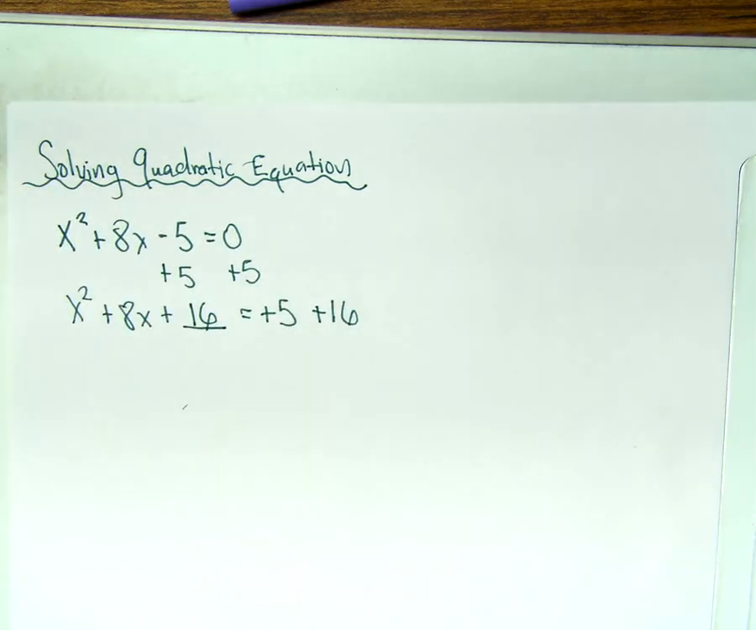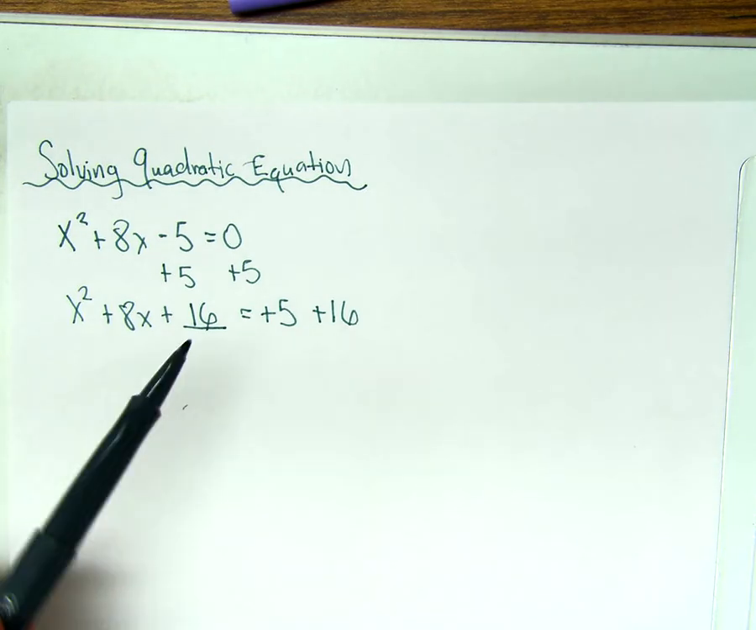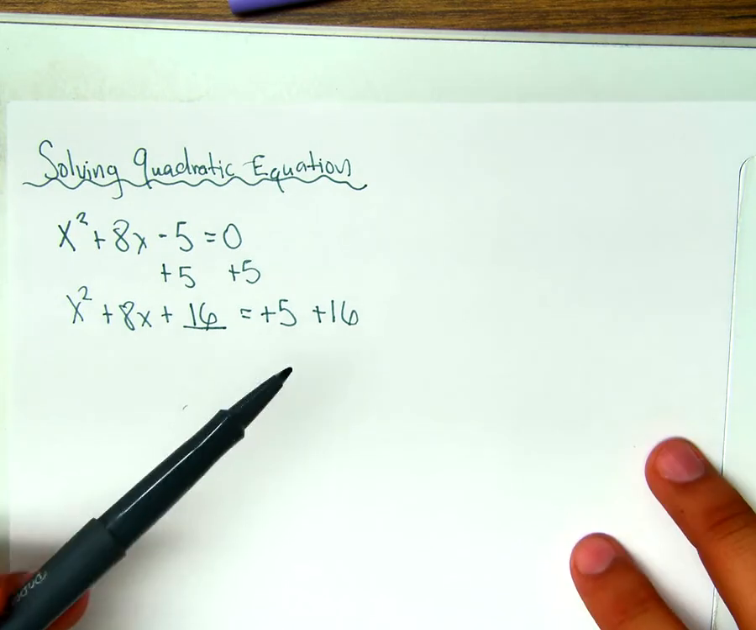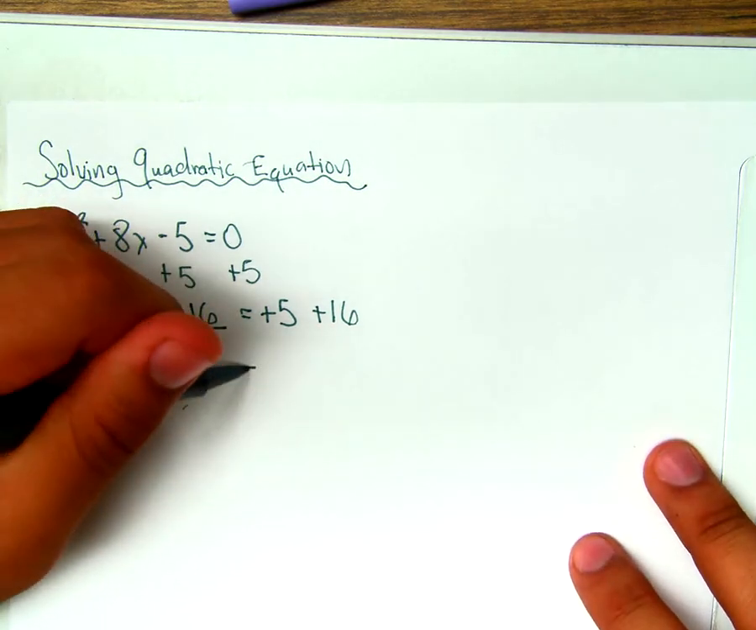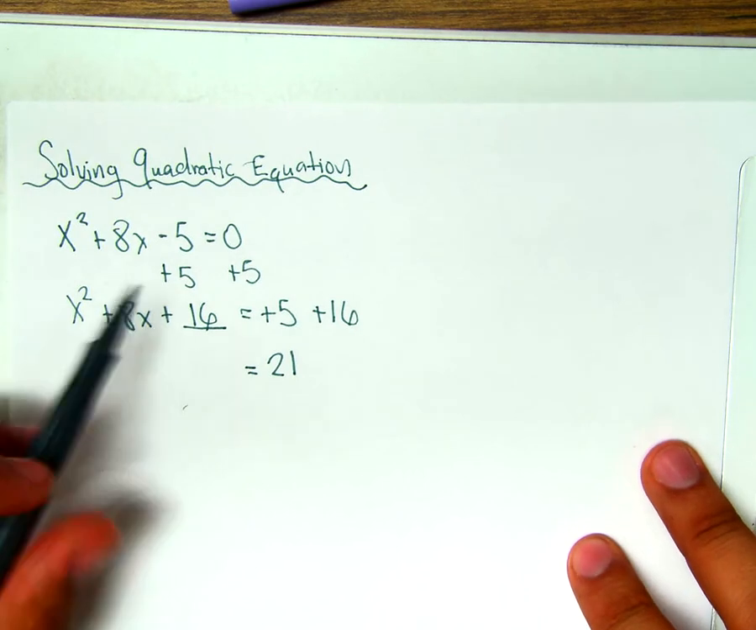Why do we have to do that? Balance. Very good. In life, you have to maintain balance. If you think of this as a balance beam, we have to keep it balanced. So what you add to one side or subtract from one side, you have to do to the other. So what's 5 plus 16? 21.